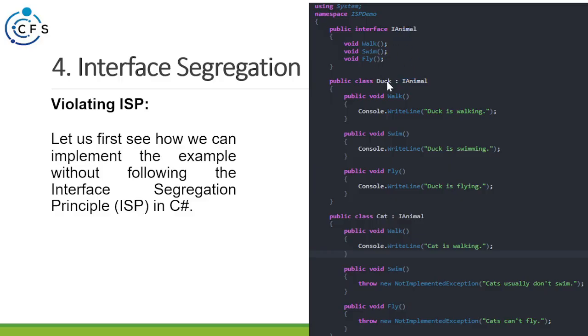Now on every class I'm going to implement it, whether the duck class, cat class, dog class, or any other class. Since it is an interface, I am forced to implement all the methods, whether they are relevant here or not.